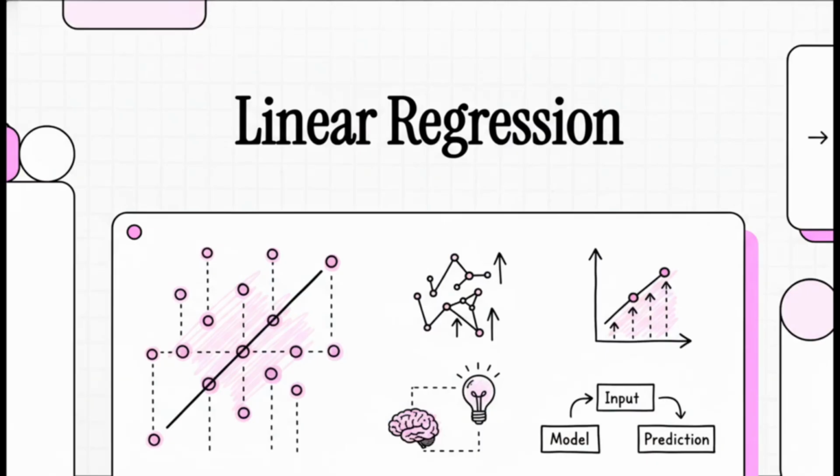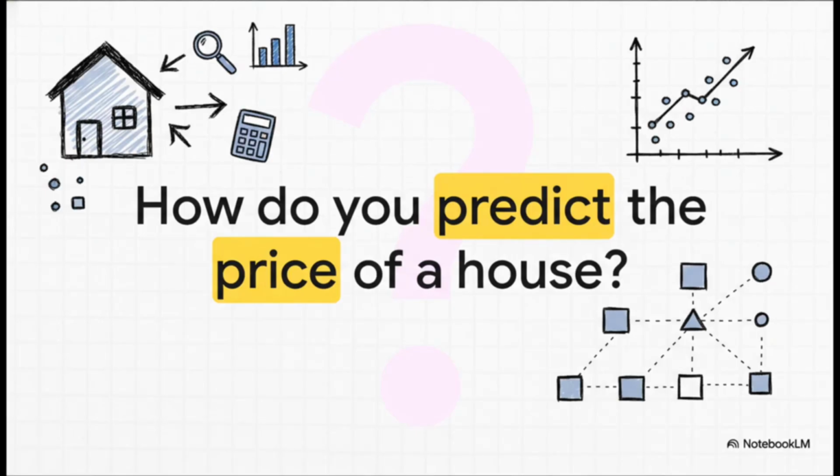You ever wonder how we can actually predict the future? With just data? Well, today we're going to pull back the curtain on a really fundamental tool for doing just that, linear regression. Now, it sounds super technical, I know, but trust me, it's a surprisingly simple idea that can predict everything from house prices to stock trends. Let's dive in.